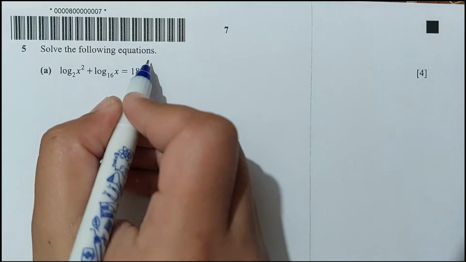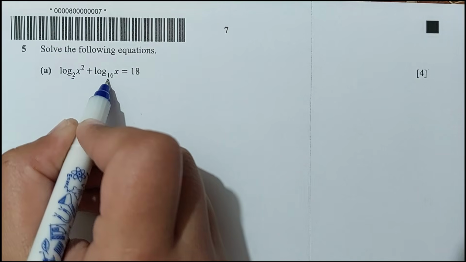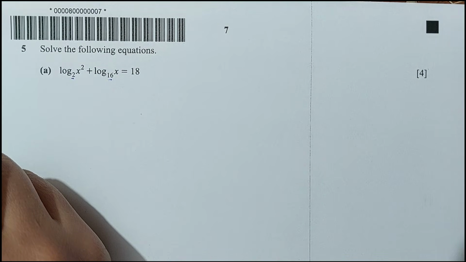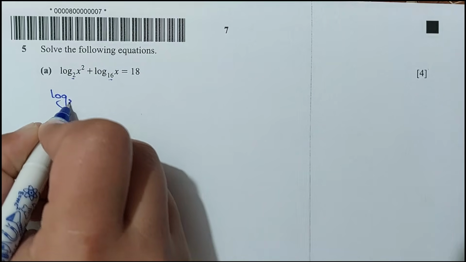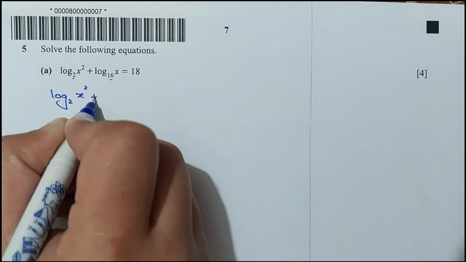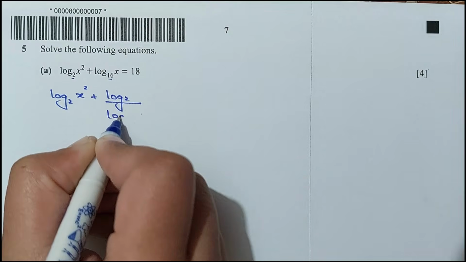Question number 5, solve the following equations. Part A, it's a logarithmic equation. The base is 2 and the base is 16. So let me make the same base, 2 and 2. So log base 2 x square. Change of base formula is log base 2 over log base 2.